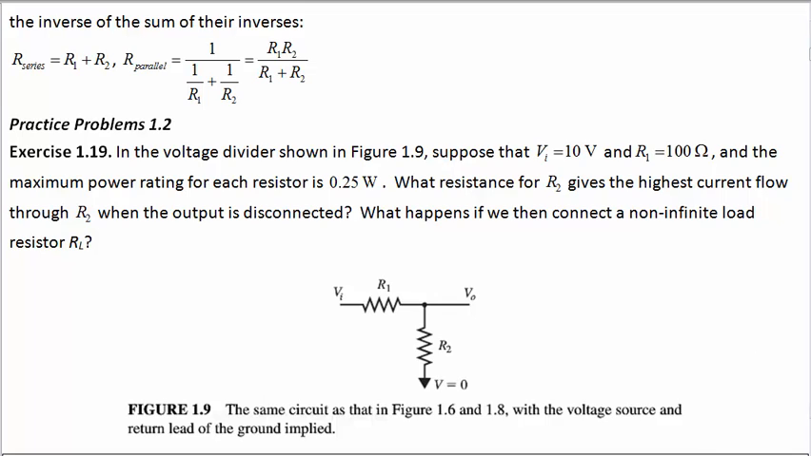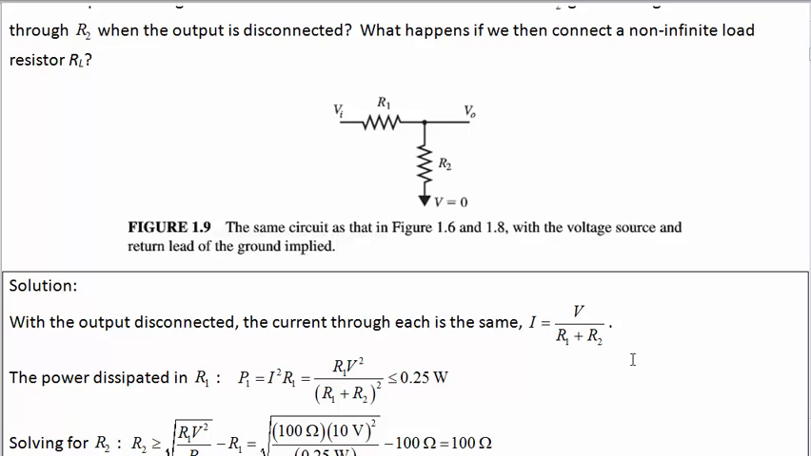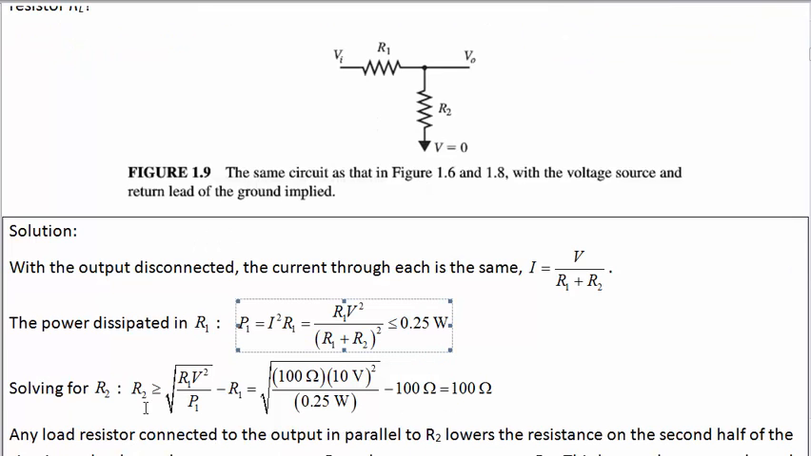Okay, looking at the solution now. With the output disconnected, current through each one's the same. Power dissipated in R1 would be I squared R1. Since the current everywhere is the same, it's good to work with the current. We need this to be less than 0.25 watts. Solving for the R2 that gives this power for R1, we come up with a condition on R2. R2 has to be at least as big as R1, at least as big as 100 ohms.